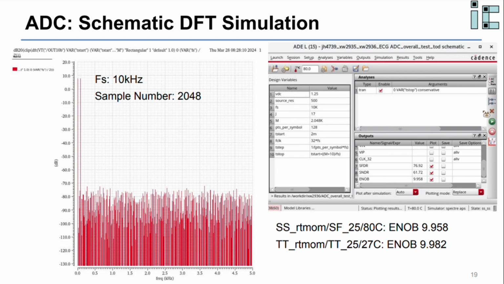To test our whole ADC, a sine wave input is applied. Then we can analyze the output spectrum results and calculate dynamic performance. We can see that under ideal conditions, the ENOB reaches almost 10 bits in different corners.